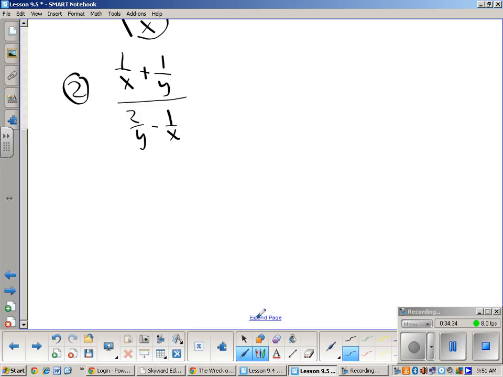The problem with this is the keep, change, flip. We can't apply that yet. Okay? Because these are separate fractions. It's not one fraction. And these are separate fractions. So what we want to do first is combine them to make them one fraction. So we have to have a common denominator. And what's that going to be?